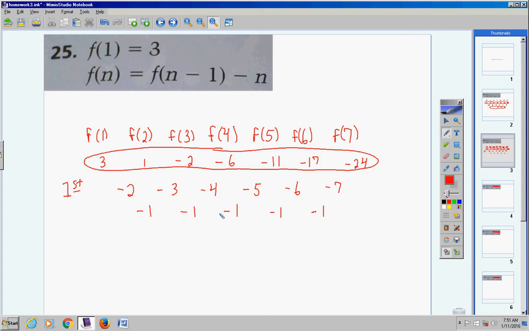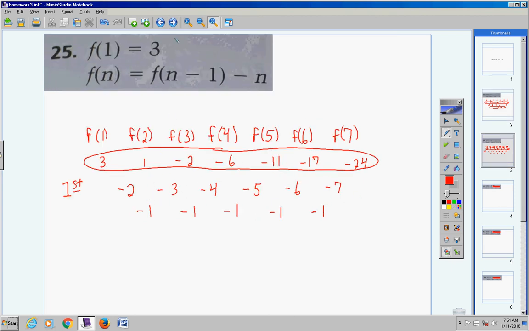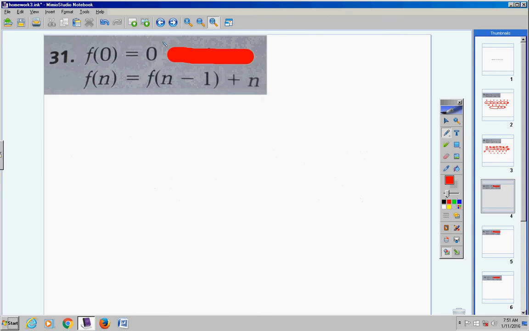Okay? So just opening up your homework with two quick practice problems on finding the first differences and finding the second differences. Okay? Now let's go ahead and get into the main part of the homework.